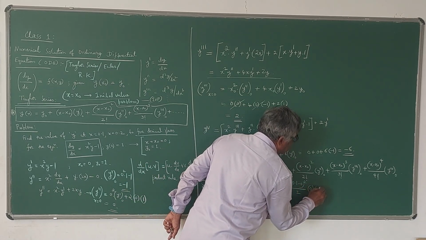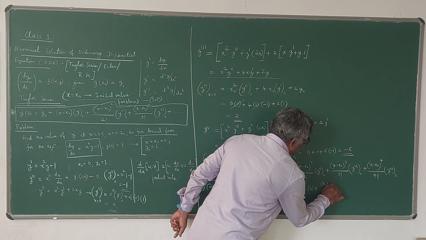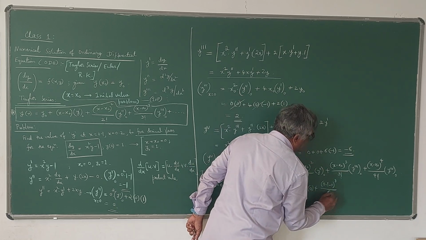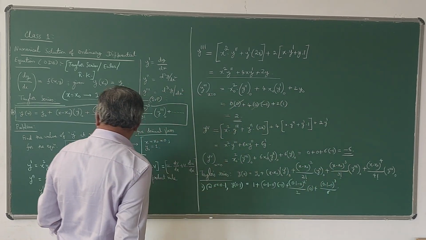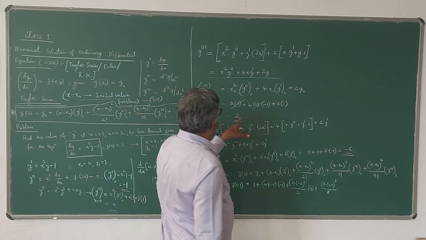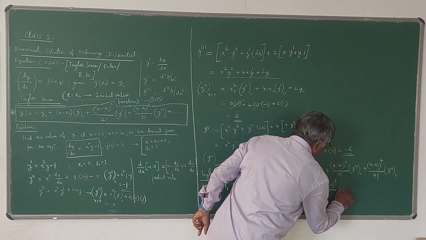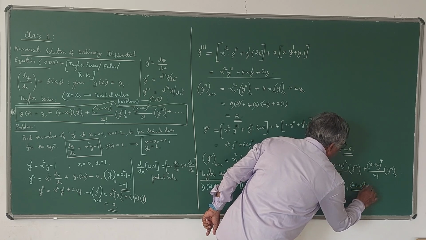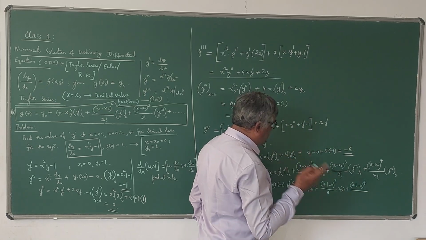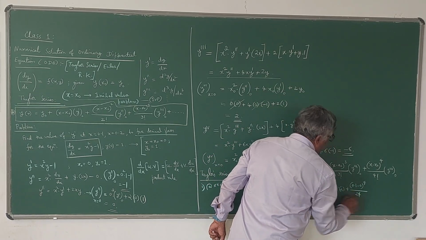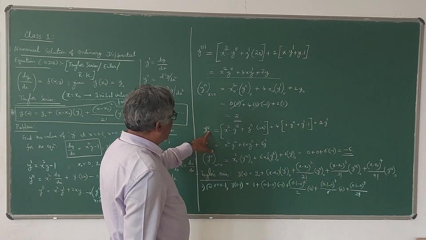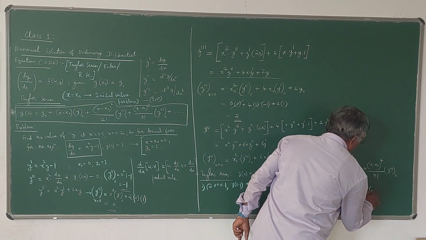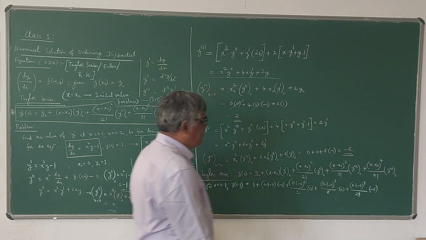Then plus x is 0.1 minus x naught is 0 whole cube divided by 3 factorial, which is 3 into 2 into 1, 6, into y triple dash 0. Y triple dash 0 we have found out here, which is 2, plus x once again 0.1 minus 0 to the power 4 divided by 4 factorial, 4 into 3 into 2 into 1, 24, into the fourth derivative of 0. Of course, it is minus 6. So this is how we have to substitute.